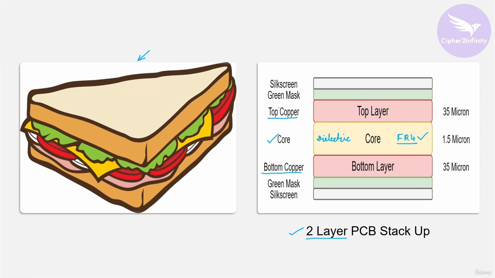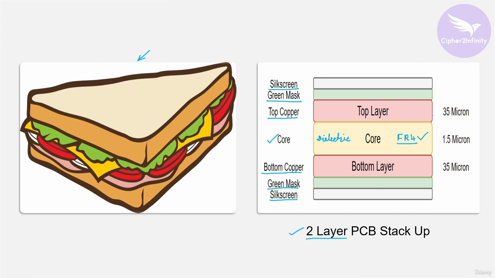You can see that on top of the copper layer there will be a green masking, and on top of this green masking there will be silk screen. In the same way, on the bottom side also, as the PCB is always symmetric, on the bottom layer there will be green masking, and again silk screen. That's how a 2-layer stackup looks like.